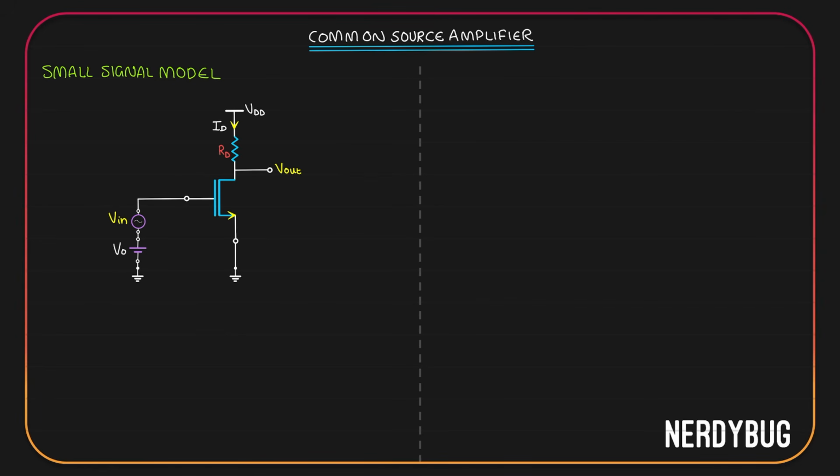Let us now figure out the small signal model of our common source amplifier. For that, the first thing we need is the small signal model of a MOSFET. So let us bring that. Now, as the name suggests, in the small signal model, we only need the small signals. Here the input Vin is a small signal. V0 is not a small signal. VDD is also not a small signal. So we have to remove V0 and VDD.